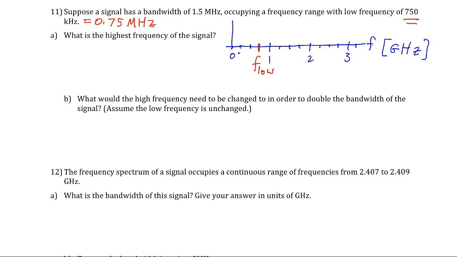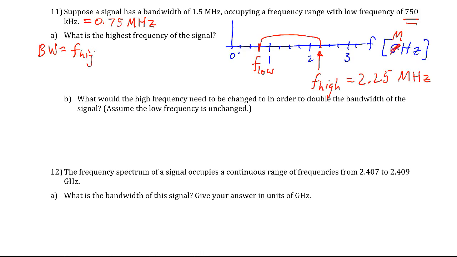And I can draw this picture now. Here's what my frequency range looks like. And so I can see the F high is 2.25 megahertz. Sorry, this whole graph is in megahertz. Alternatively, I can go, look, the bandwidth is F high minus F low. And you should be able to do either one, pictorially or with the equation.